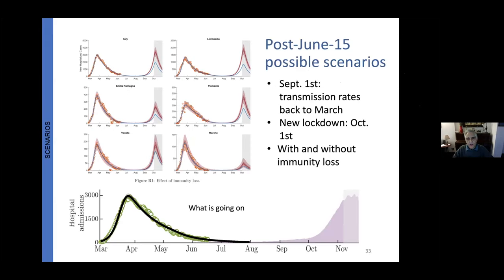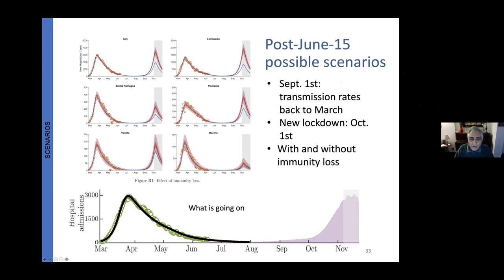Okay, just to finish, one of the reviewers asked, are there possible scenarios after June 15? And okay, what about the problem, suppose that there is immunity loss. So we ran scenarios where, at September 1st, the transmission rate was back to the initial transmission rate of March, with and without immunity loss. I would say that it is now clear that immunity loss, at least for a few months, is not clear yet, there's not enough evidence, and hopefully we can hope that it is long.